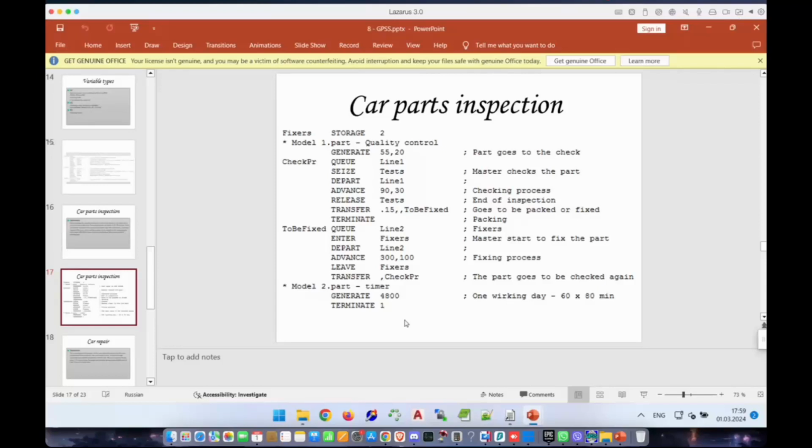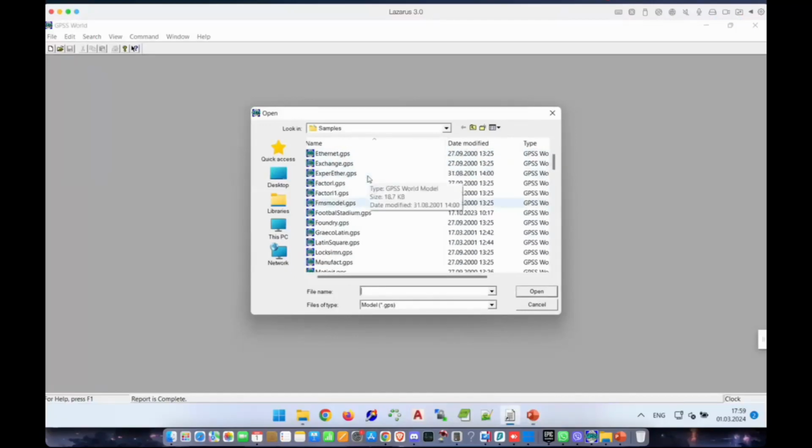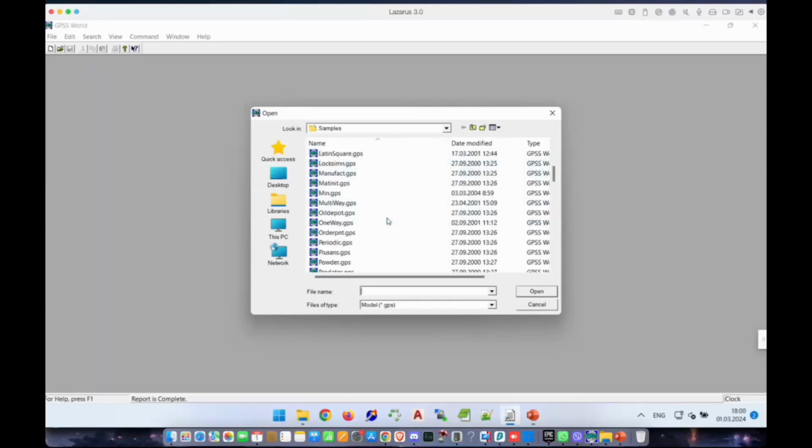So that's our code. And it might be that we have something similar in the samples, maybe some factory or something like that. I'm not really sure if we have such a sample, but okay, it doesn't really matter.